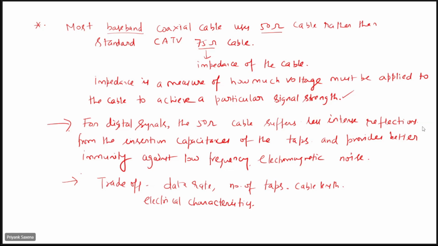So that hardware interfacing is known as a tap, right? Through that tap, there is an insertion capacitance of those taps that provides better immunity against low frequency EMI. That is why mostly for baseband coaxial cable, a 50 ohm cable is used rather than a standard 75 ohm coaxial cable, right? So there are many trade-offs.